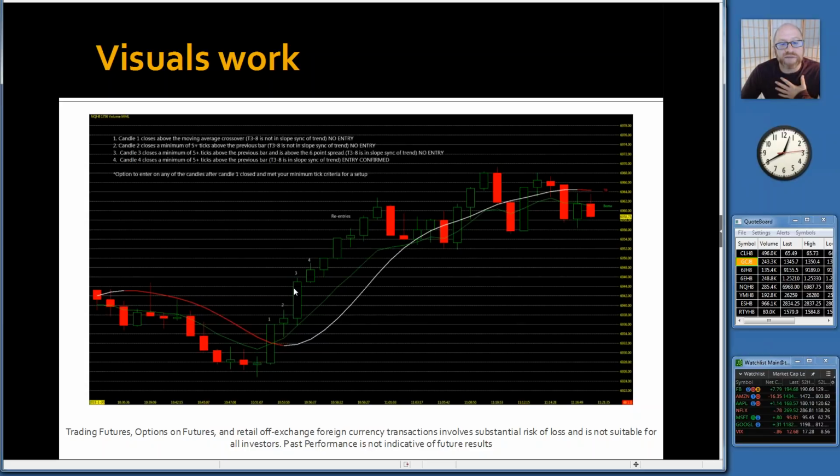Now that's the rules that I've come up with. You could have taken an entry on bar number 2 just from the fact that it closed above bar number 1. But remember, the T3 moving average is not in slope yet. So where is the highest probability scalp setup here, S3 setup? It's going to be bar number 4. And the reason is number 1, bar 4 closed a minimum of 5+ ticks above the previous bar number 3. The T3 is in slope, and you have an entry confirmed to move to the upside.